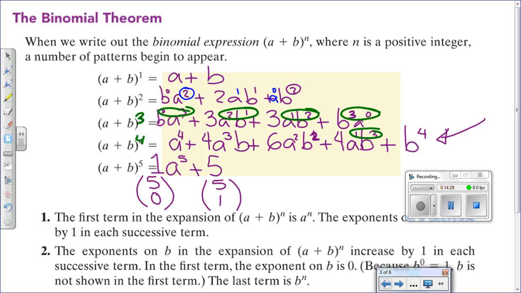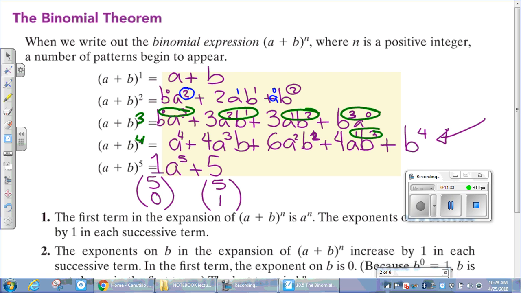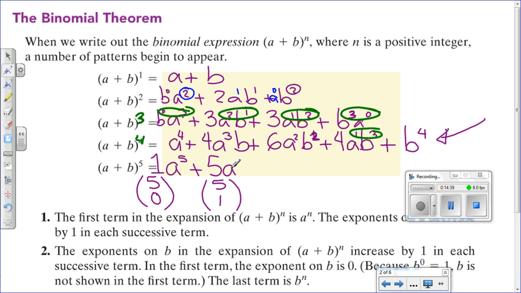We just go increasing the b's and decreasing the a's. Correct. So with the a, we start with the highest power and then it's going to go down. Okay? So then it's a to the 4th, and then we have to increase 1 on the b. And remember, for every term, if you add the powers, they have to add up to the same exponent that you have for the binomial.